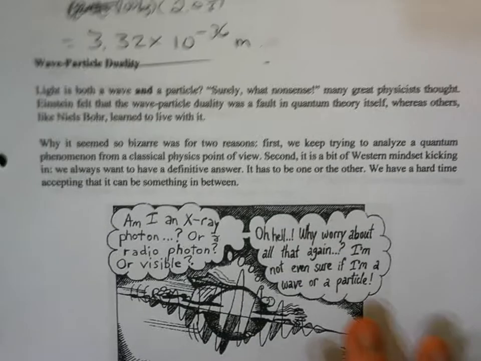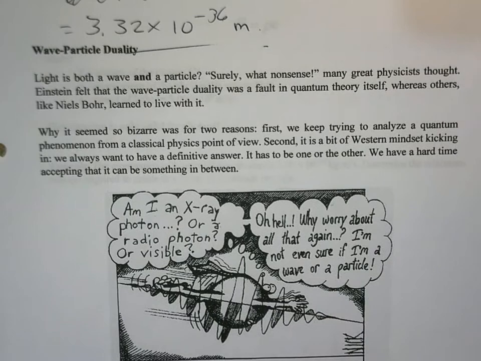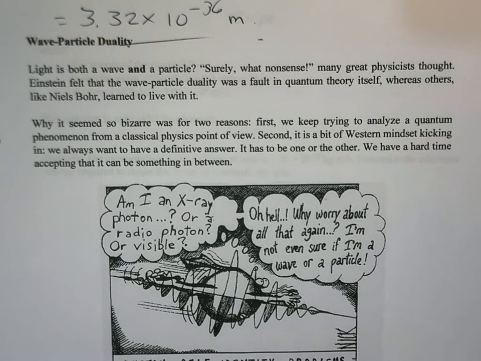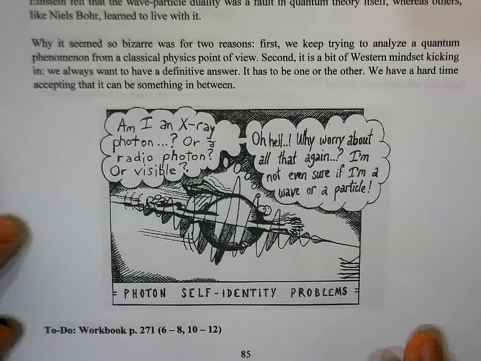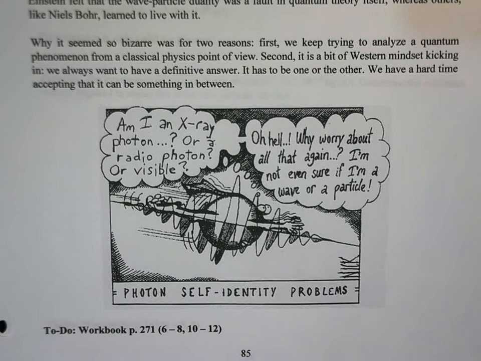So this whole wave-particle duality, people didn't really buy into that at the time. People thought it was kind of nonsense, and Einstein himself thought wave-particle duality was actually a fault of quantum mechanics itself. He thought there must have been a way to fix that. Other scientists like Niels Bohr just said, deal with it, and he learned to live with it. The reason that we find it to be bizarre has to do with our mindset, the Western mindset of thinking.